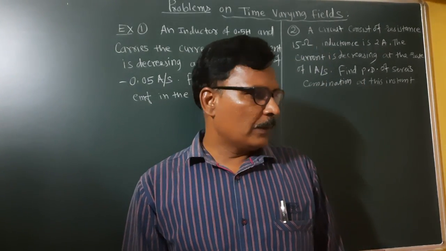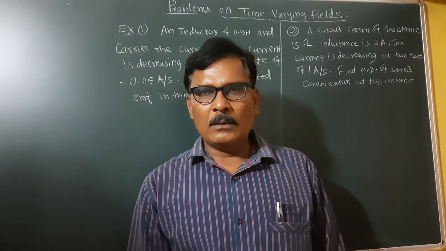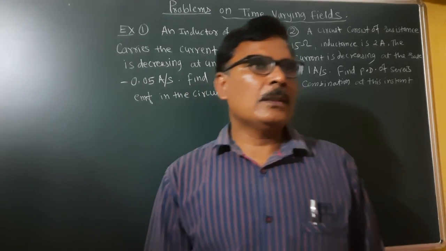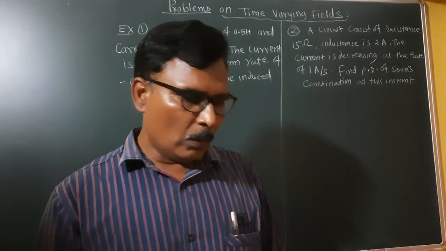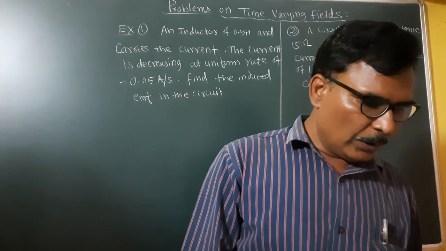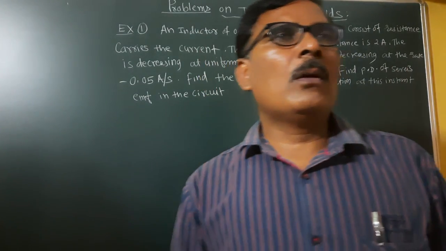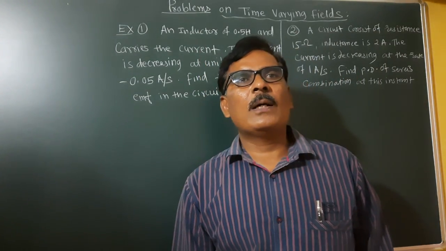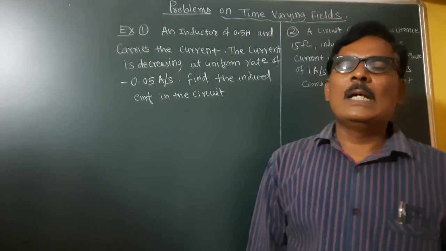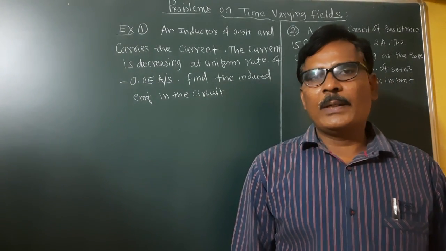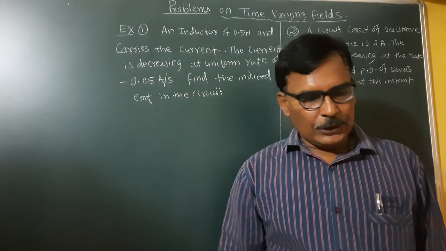In the last period, we studied Maxwell's equations. We considered the first equation, divergence of D equals rho, divergence of B equals 0, then curl of E equals minus dou B bar upon dou t, and curl of H bar equals J bar plus dou D bar by dou t. Those four equations we derived in the last lecture.